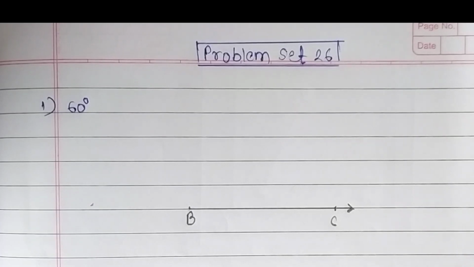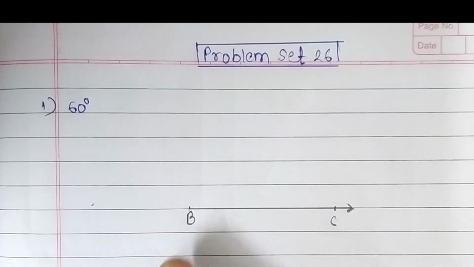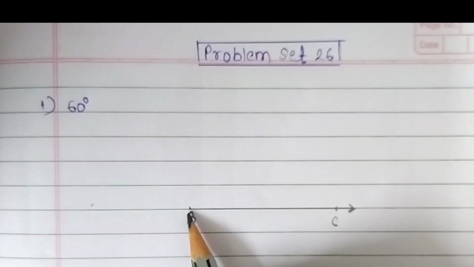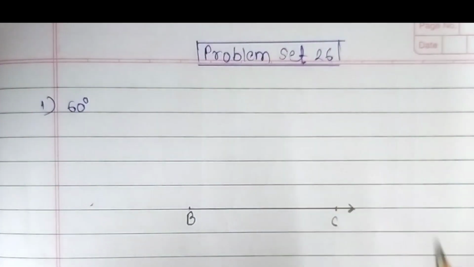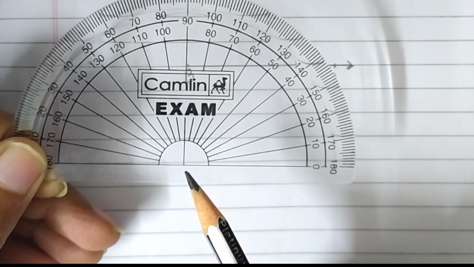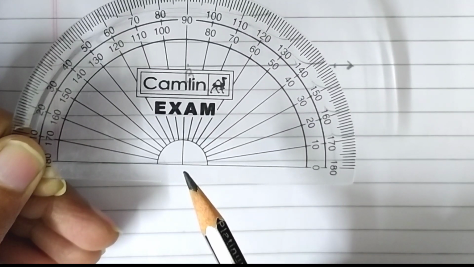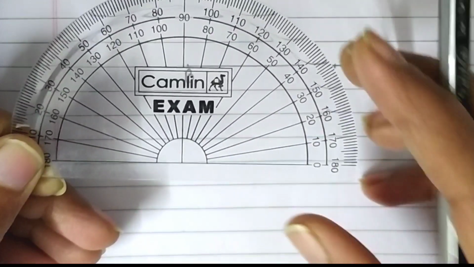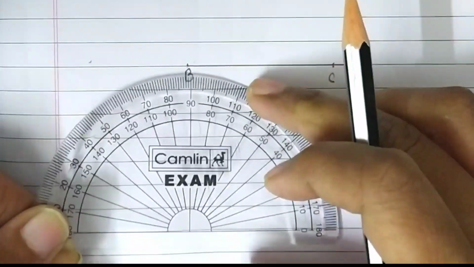Now, B is our vertex, so we must draw an angle with a given measure at this point, means B point. So that gives us a measure of 60 degree. Let's put the center point of our protractor. This is the center point of our protractor. I told you about it in my last videos. So put the center point on our vertex, that is B.